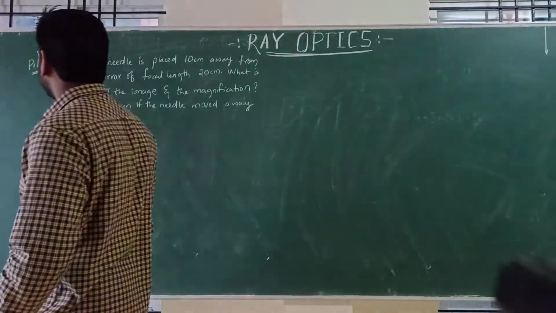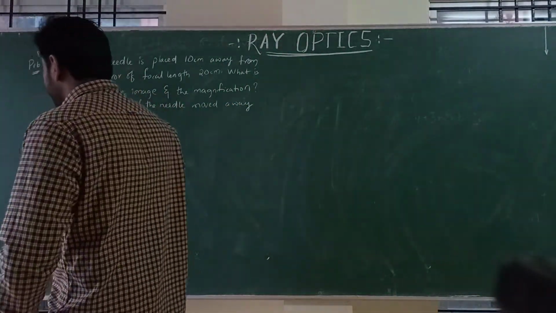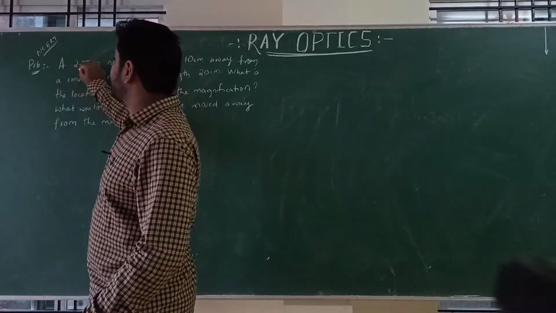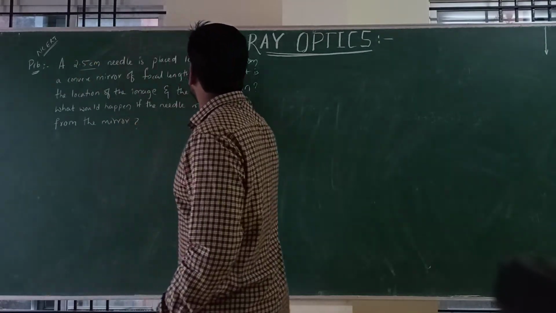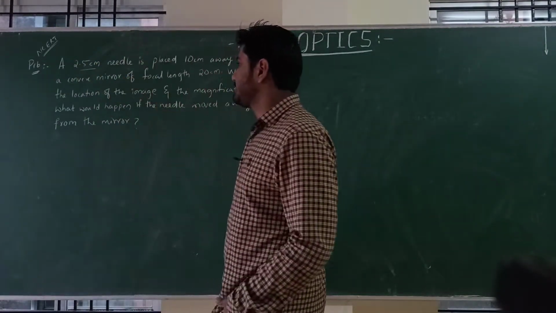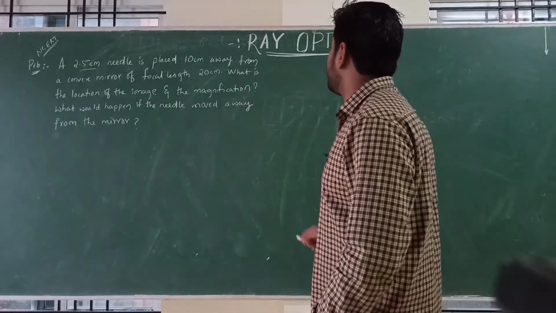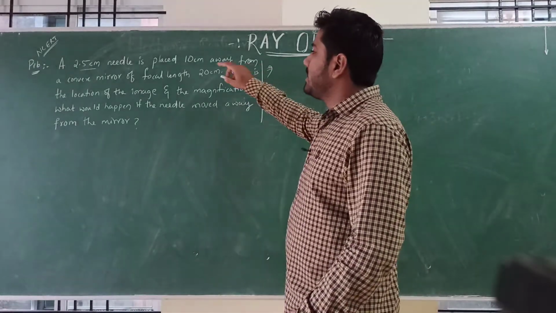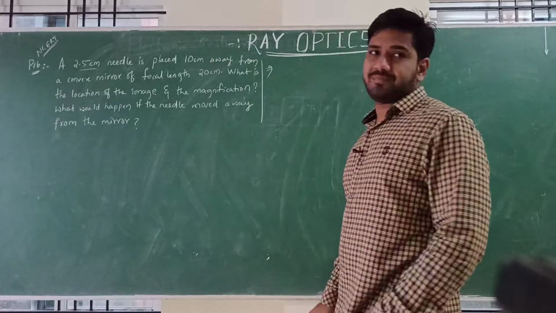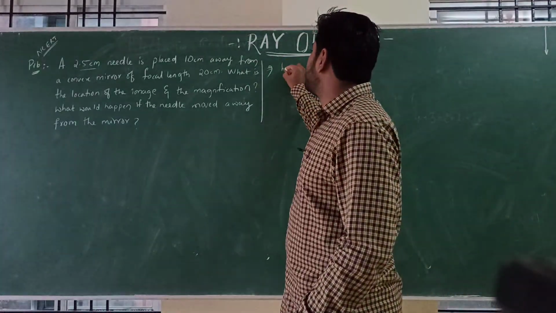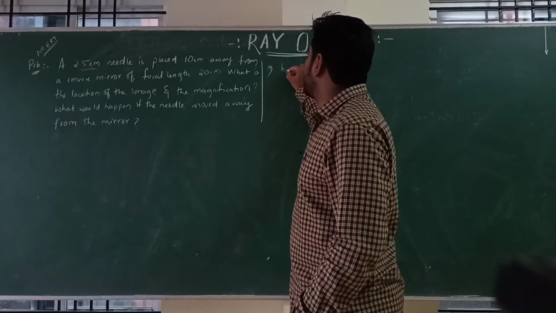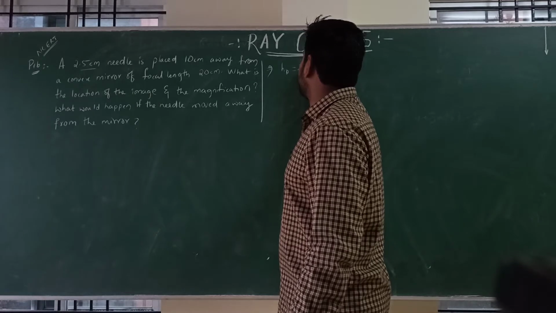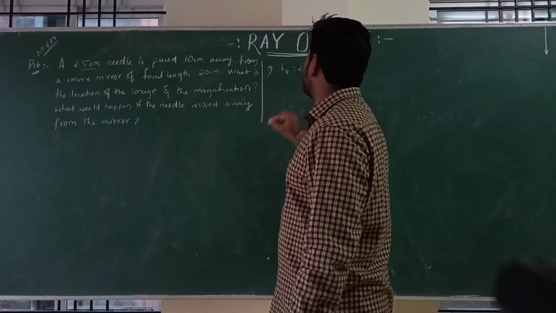This is an NCERT problem. A 2.5 centimeter needle is placed 10 centimeter away from a convex mirror of focal length 20 centimeter. Solution: the 2.5 centimeter needle is nothing but the height of the object he has given. The object is a needle whose height is 2.5 centimeter. So just write it: height of the object is 2.5 centimeter.